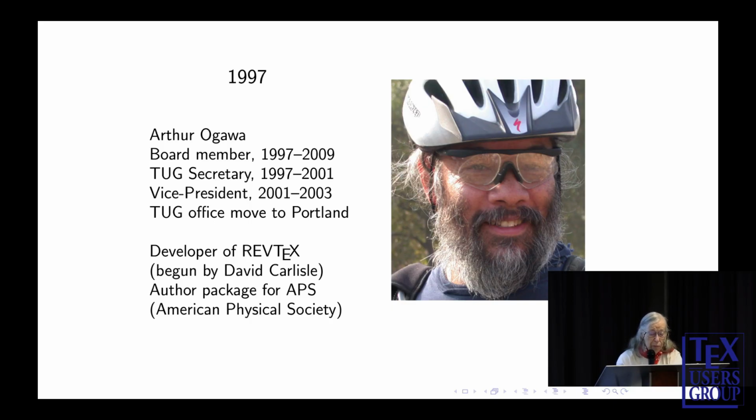So he was the developer of REVTeX, which had been begun by David Carlisle in England, and that's the LaTeX author package used by the American Physical Society. After the 1997 meeting, the move of the office to Portland took place, and Arthur was one of the very active participants in making that happen.